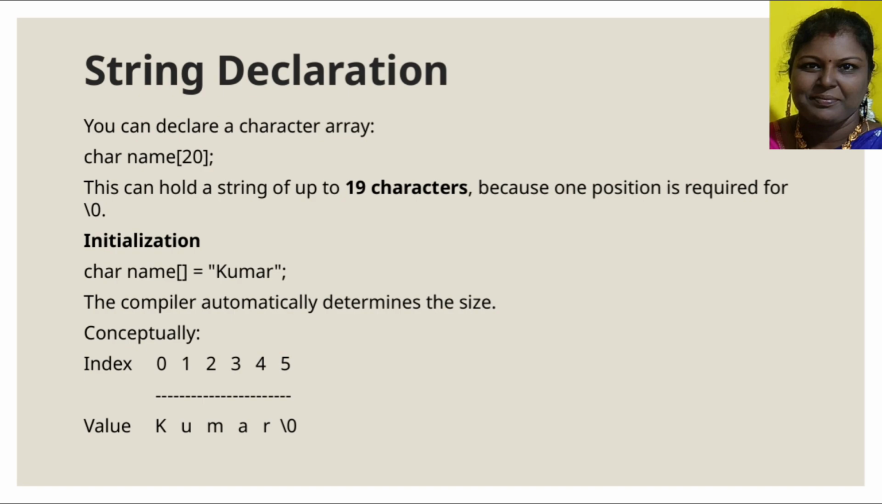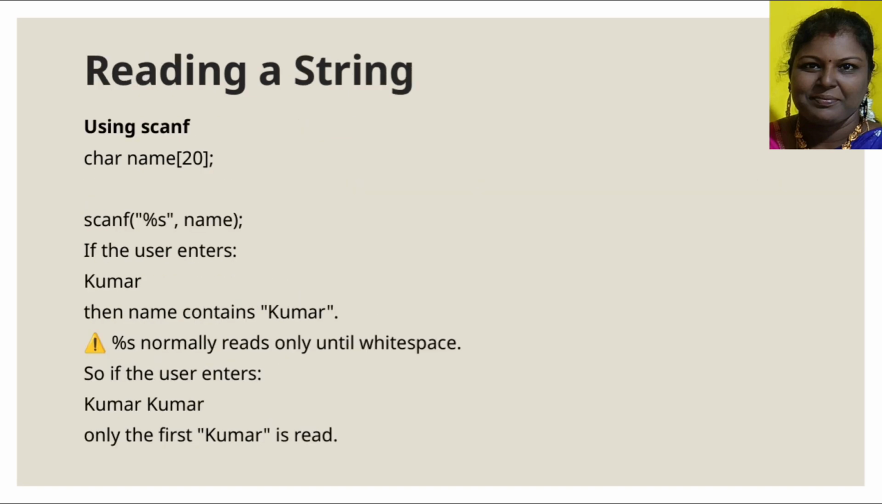Let's talk about using scanf to read strings in C. Here, we declare a character array called name with space for 20 characters. When we use scanf with %s, it reads input until it hits whitespace. So if the user types Kumar, it stores that in name. But if they type Kumar Kumar, only the first Kumar is captured. That's because %s stops reading at the first space. It's a simple way to get a single word but not a full sentence.